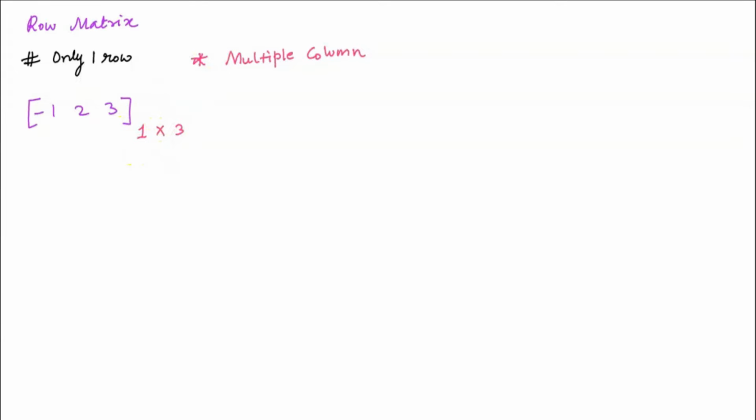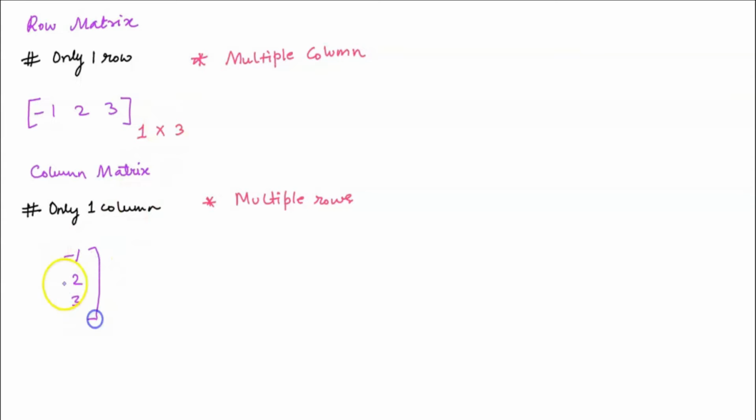So now we will be moving ahead with another type of matrix, that is the column matrix. So can you guess the concept of column matrix? Yes, it is the vice versa of row matrix. That means the concept is just the opposite. What do I mean by opposite? I mean that only one column is there and there can be multiple rows. Okay? Clear enough?